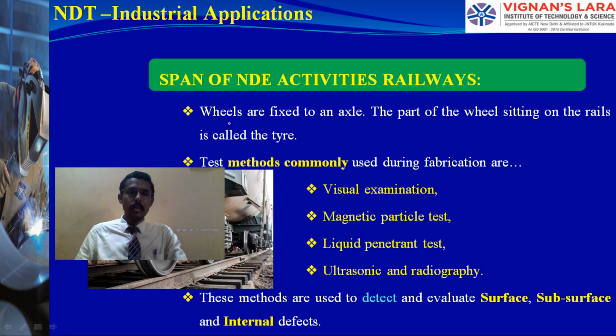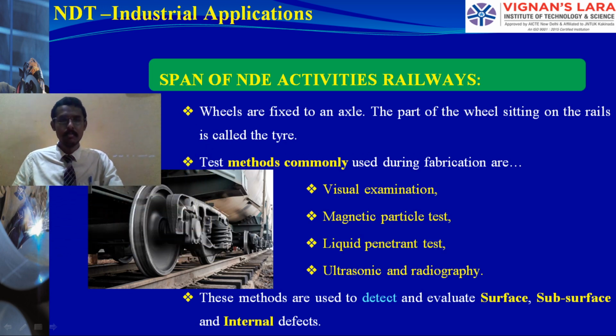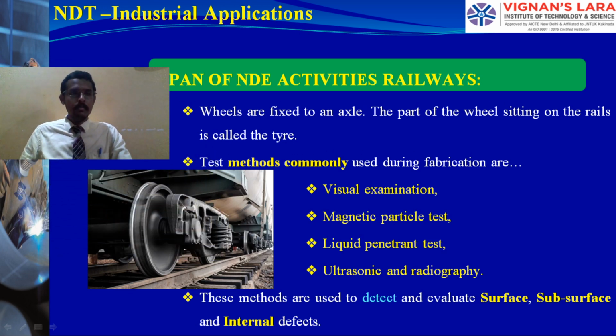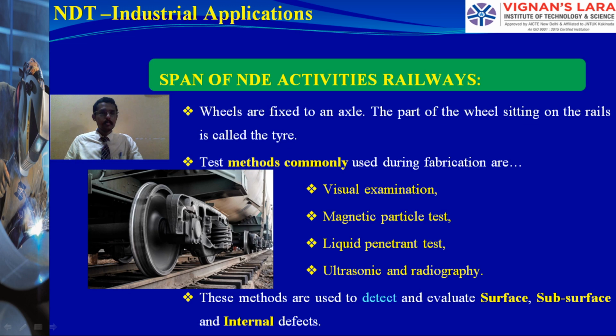So first, I have taken some examples of wheels. Wheels are fixed on the axle. We see the axle component, and the wheels are kept on the axle. The part of the wheel sitting on the rails and the track is called a tire. This is a definition we know.